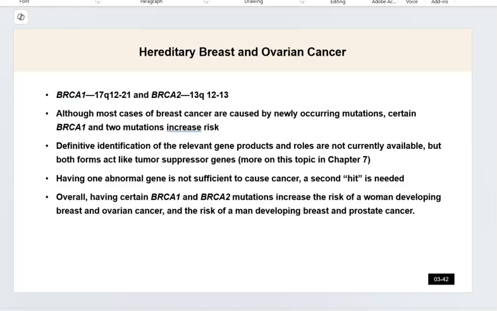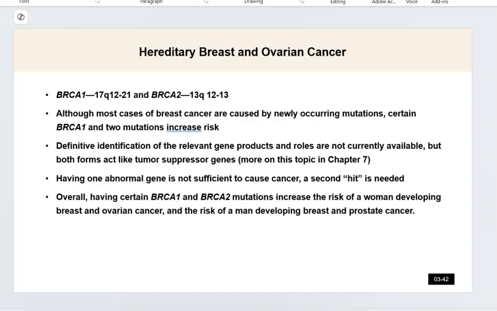And then BRCA1 and BRCA2 are hereditary for breast and ovarian cancer. Although most cases of breast cancer are caused by new mutations, there are BRCA1 and 2 mutations that do increase risk. So if you are a carrier of BRCA1, you are more likely to get breast or ovarian cancer. Definitive identification of the relevant gene products and roles are not currently available, but we'll talk more about this in Chapter 7.